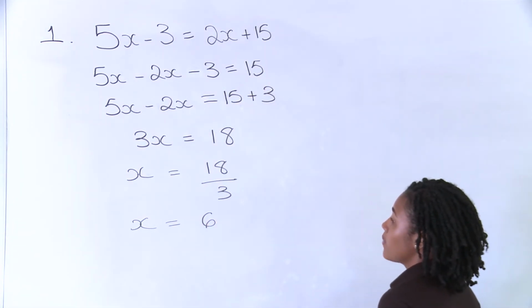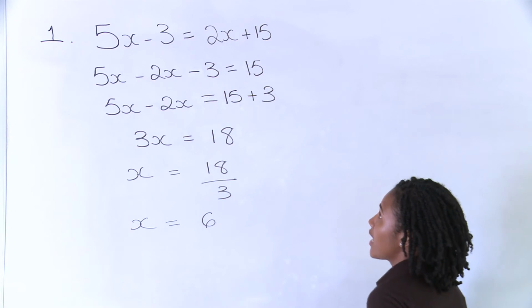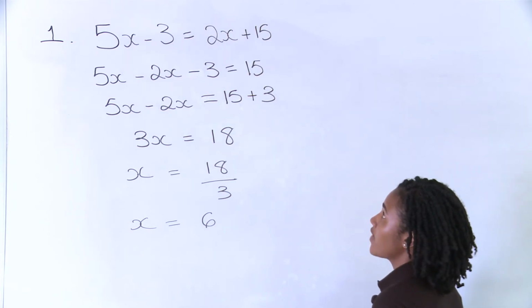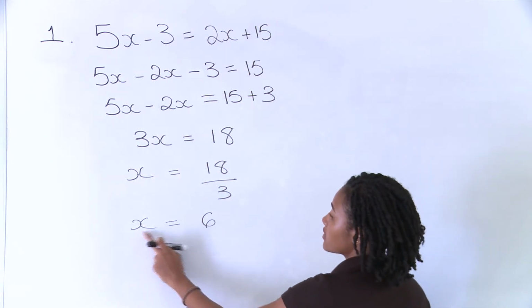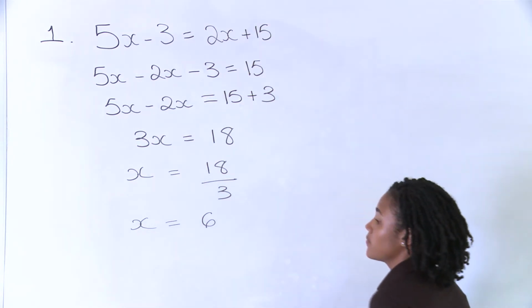And 18 divided by 3 is 6. So the answer for this equation, 5x minus 3 is equal to 2x plus 15, is x is equal to 6.